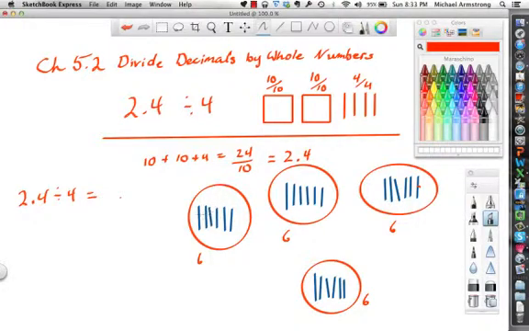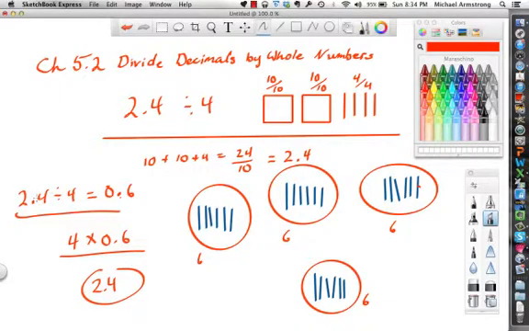How many of these are there? There's 6 of them, and what are they? They're tenths, so 0.6. Does that make sense? It does. And then what I want you to do is real quick do the reverse, which is multiply 4 times 0.6. In your head, 4 times 6 is 24. And then you add that 1 decimal point, and you get 2.4.